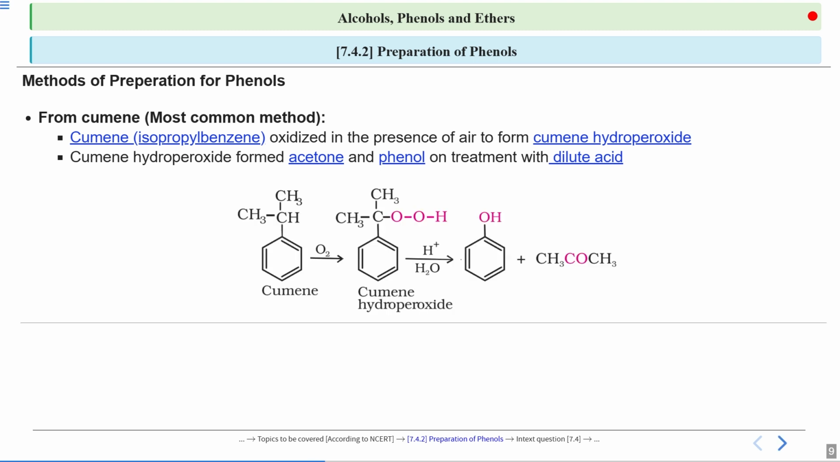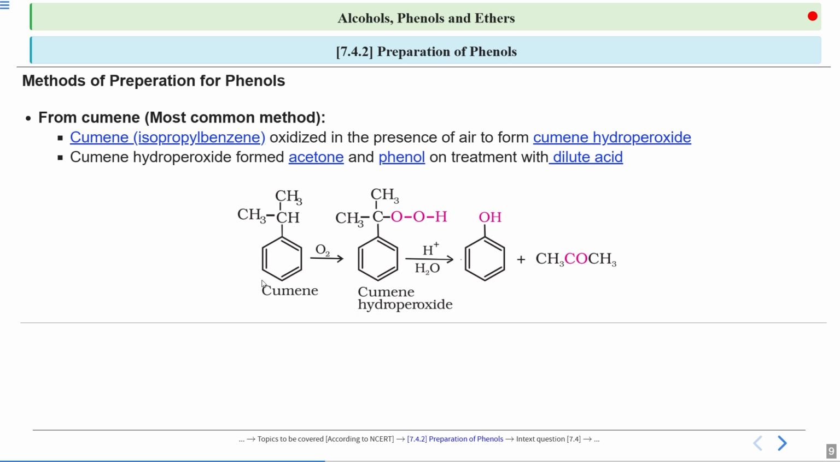Now, look, this is the process. First, we are taking a cumene. So how from a benzene will you get cumene? You must have studied it in class 11th, that when you take benzene and react it with propene in presence of AlCl3, then you get a cumene group. You will see a cumene is formed. That is, this is an isopropyl group, that is, this carbon is further attached to two methyl groups. So then you will get a cumene.